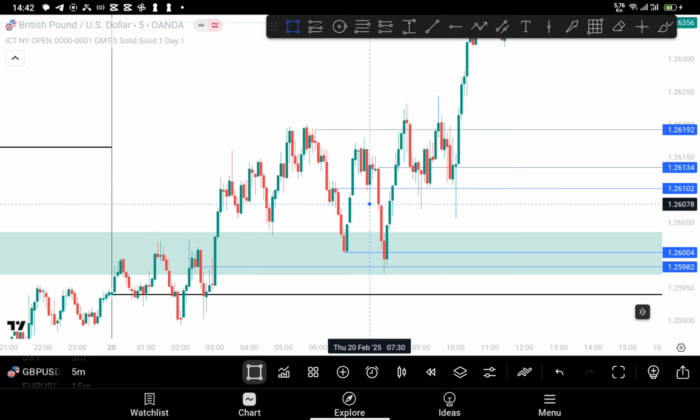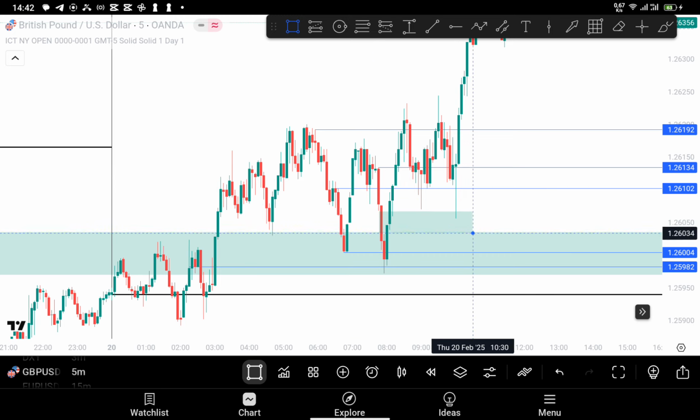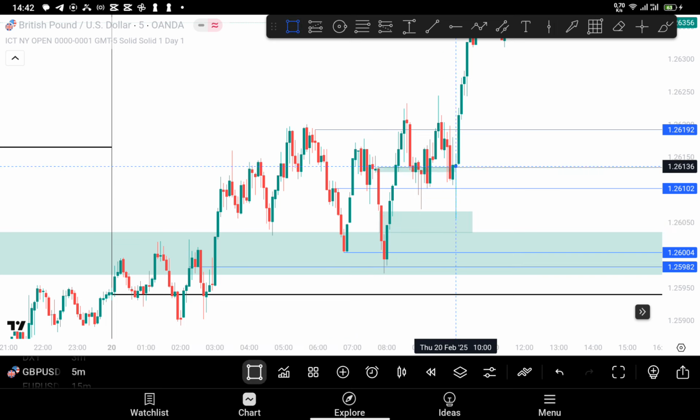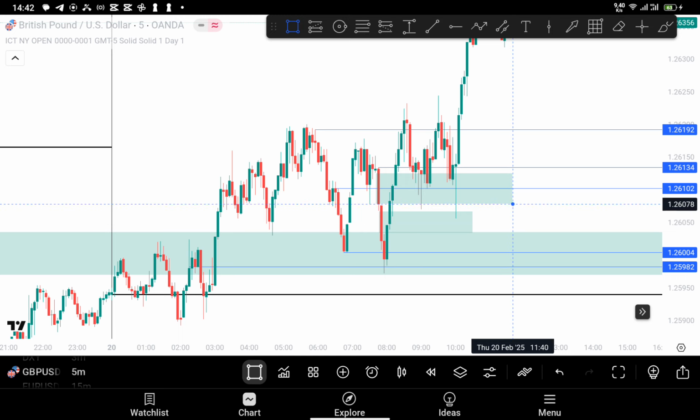And then we also retested the first inverse FVG, although it was already retested, but we came to it once more. Again, we also respected that gap, and there's the CSD open as well.